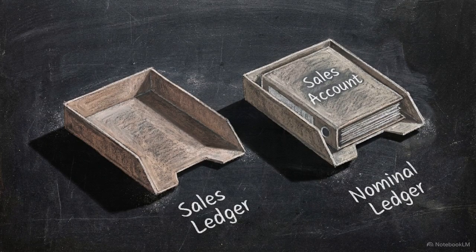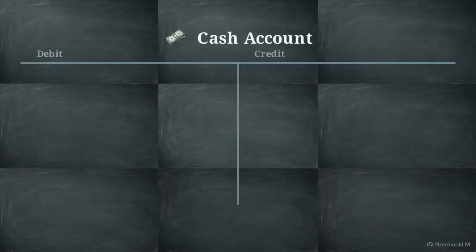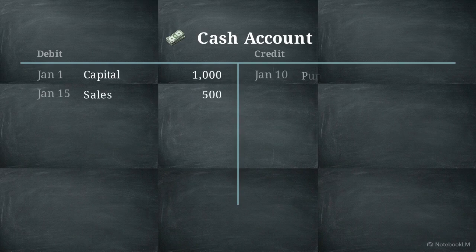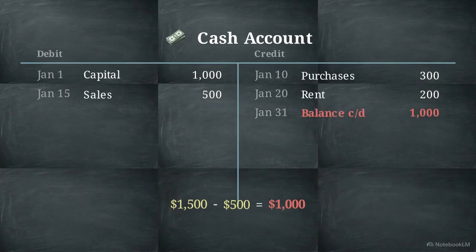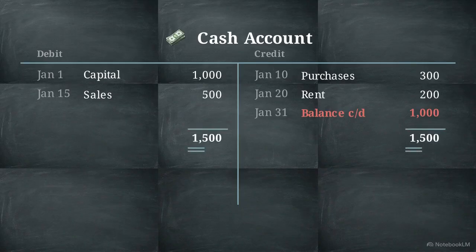At the end of the month, we must find the current balance on an active account. This cash account, for example, has multiple entries on both the debit and credit sides. To find the closing balance, calculate the difference between the two columns. Write that exact difference on the smaller side and label it balance CD, which stands for carried down. Next, rule off the totals by drawing double parallel lines and entering matching numbers. Finally, move that balance value below the totals to the opposite side, labeling it balance BD, or brought down, for the new month.